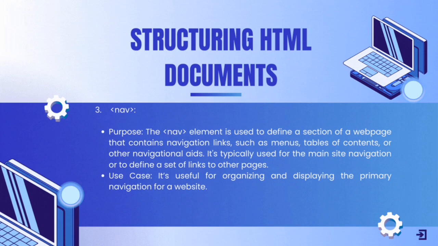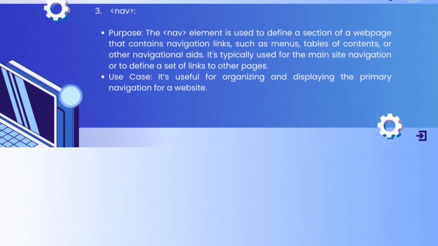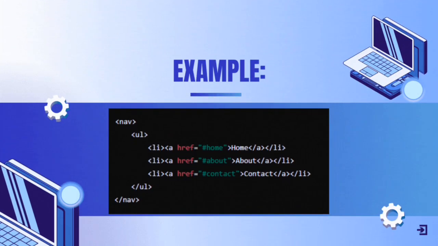Then the third tag is going to be the navigation tag. It is used for defining a section of a web page that contains navigation links such as menus or tables of contents. It is also used for organizing and displaying the primary navigation for a website.